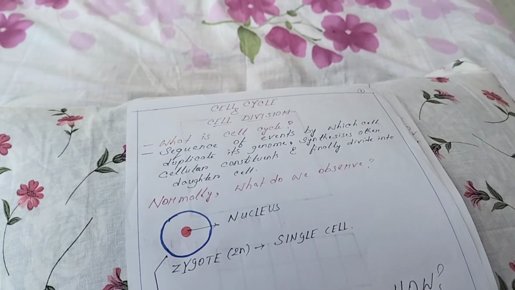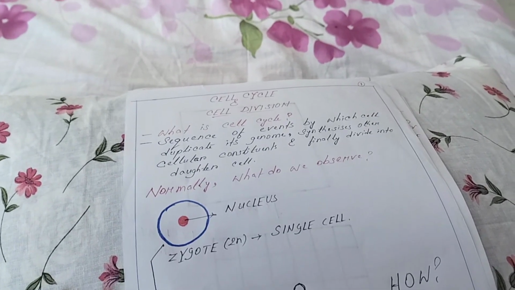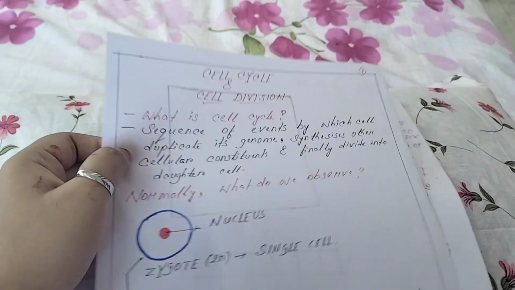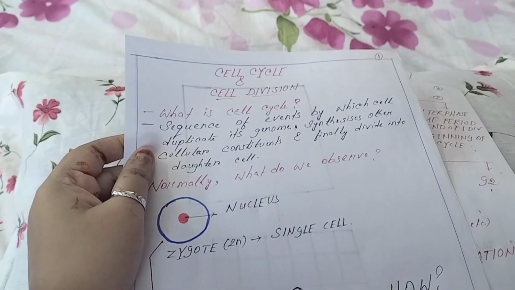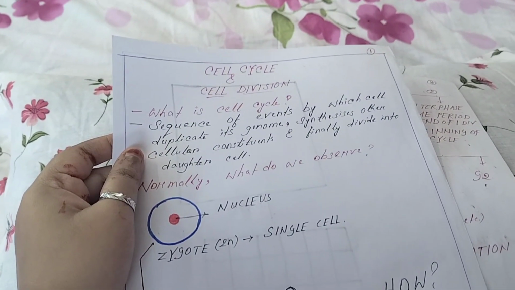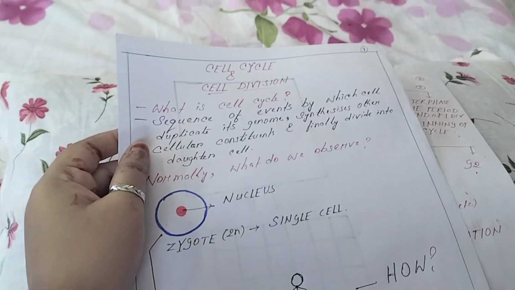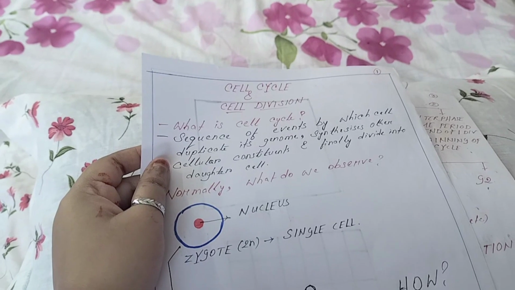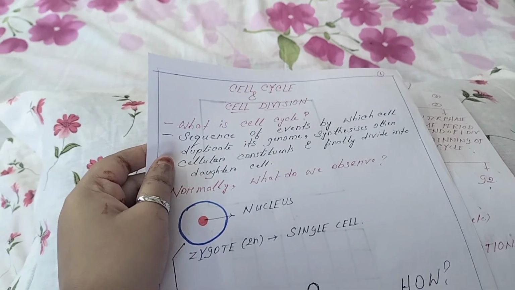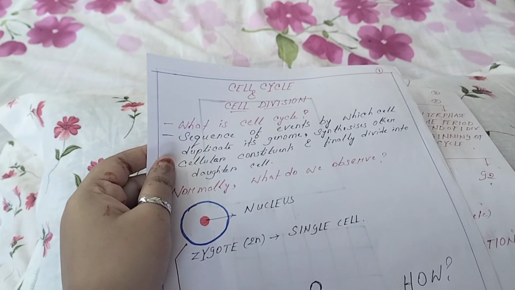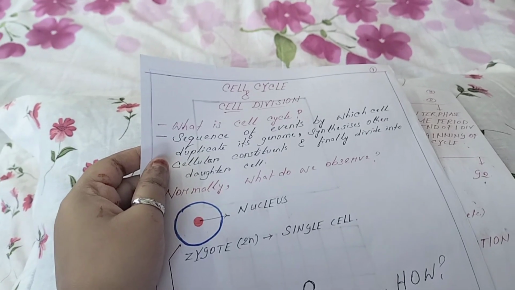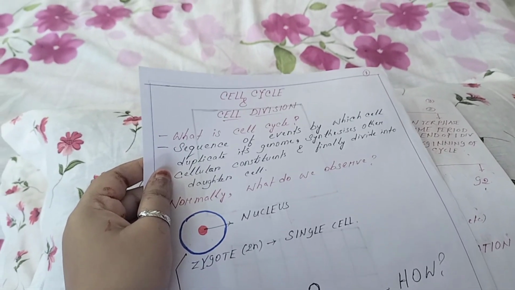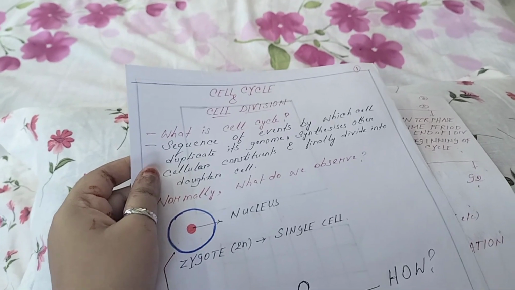Today we are going to learn about cell cycle and cell division. So, what is cell cycle? Cell cycle is the sequence of events by which a cell duplicates its genome, that is nucleic acids, DNA, RNA, synthesizes other cellular constituents, that is the organelles like mitochondria, Golgi body, ER, etc., and finally divides into daughter cells.